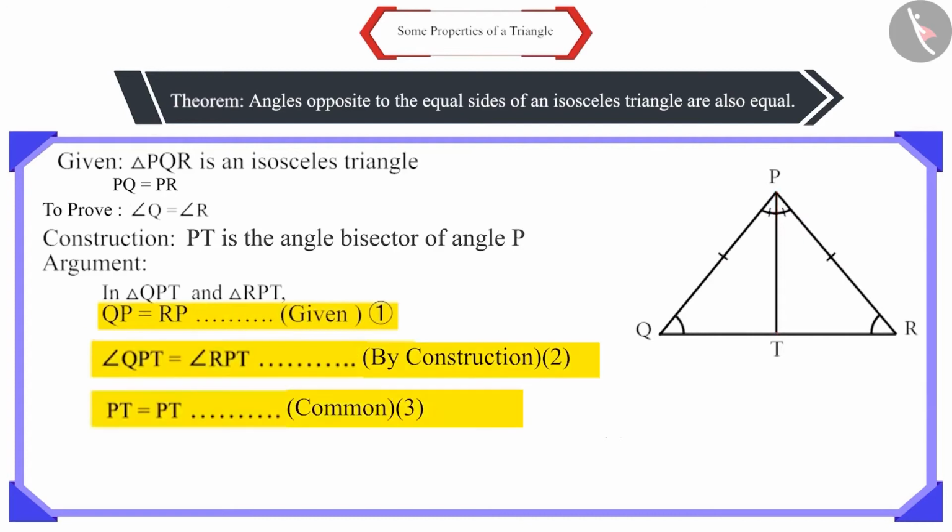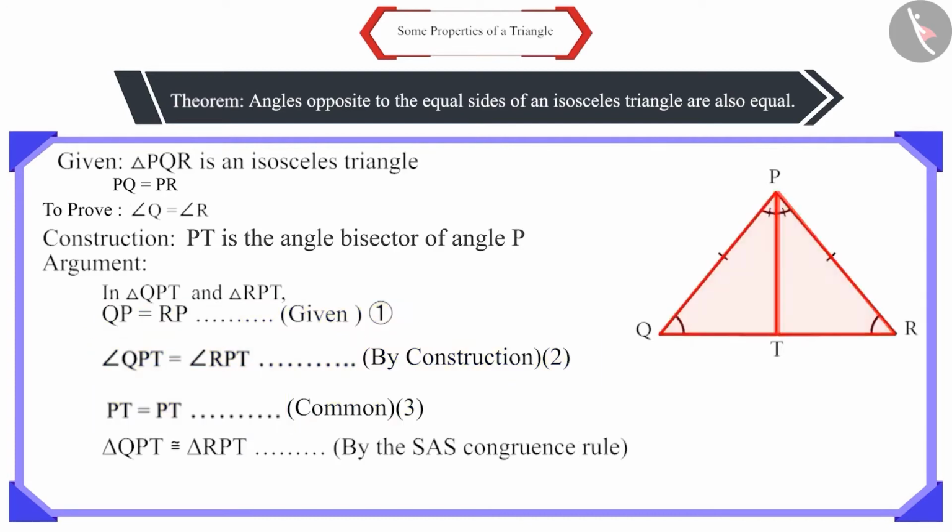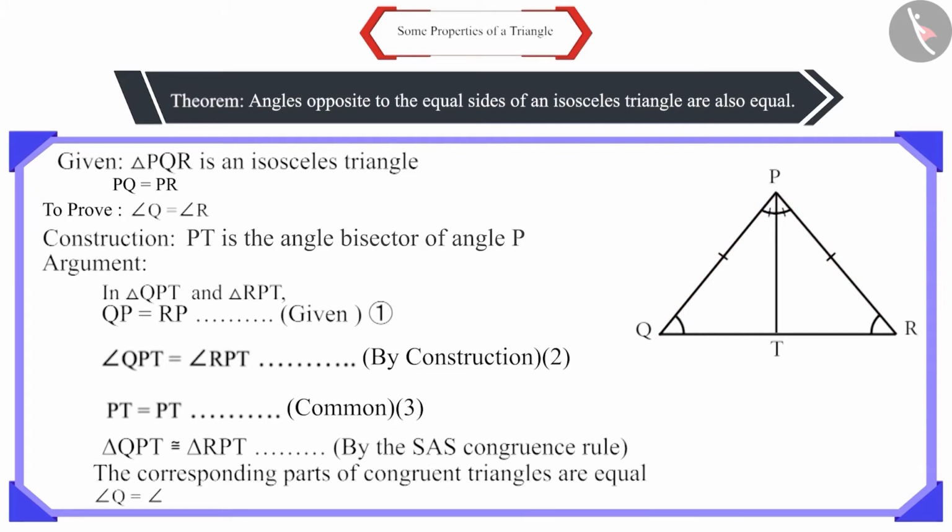Look at equations 1, 2 and 3. We can say that both these triangles are congruent according to the side angle side, that is, the SAS congruence rule. We know that the corresponding parts of congruent triangles are equal. Therefore, angle Q and angle R will be equal.